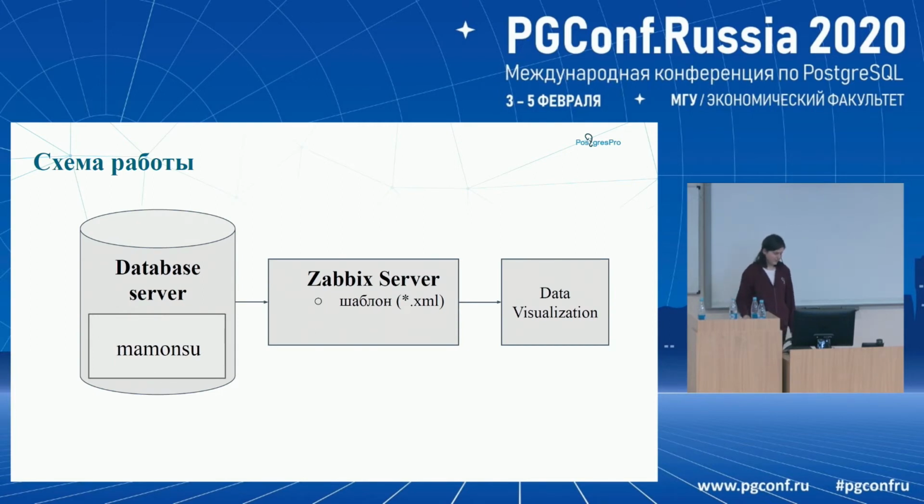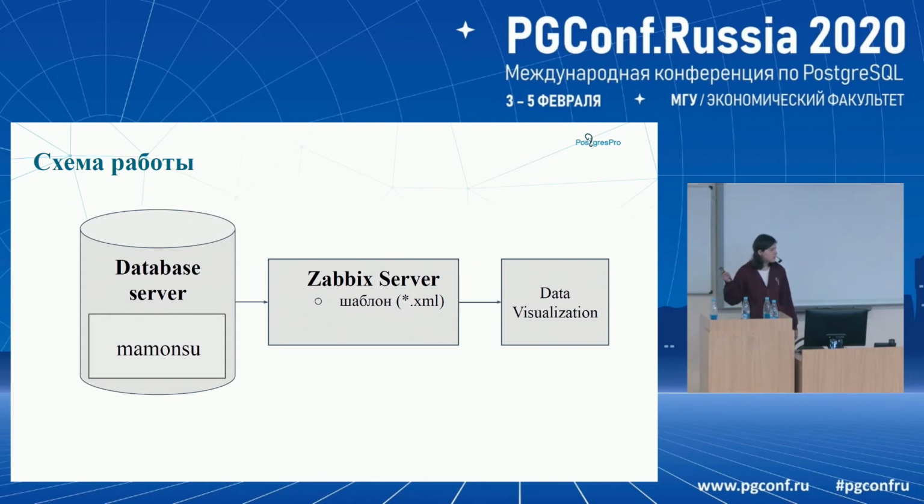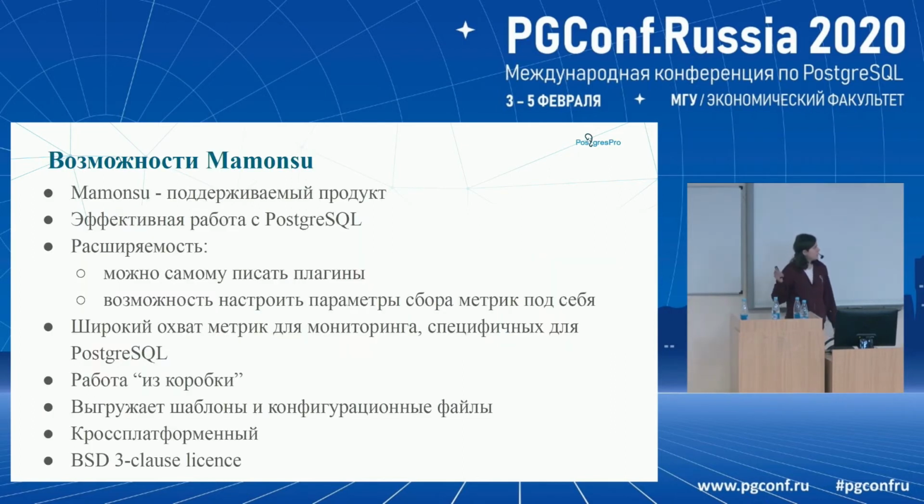And I have this scheme here to make it clear what's where. Mamonsu is installed on the database server. It collects metrics and sends them to the Zabbix-server. That needs a template, an XML file with all the metrics, to process it. After that, the user can use the web interface of the Zabbix-server to see the graphs, the history, and so on. Mamonsu is more than 3 years old. We are still supporting it. We're trying to add new metrics to it, and it stays continuously connected with the database at all times.